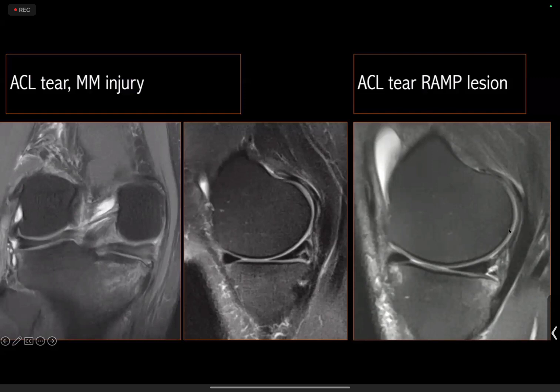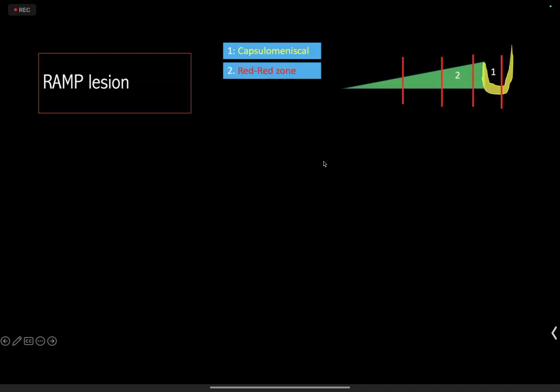So if there is a peripheral tear happening in an ACL, without involving the major bulk of the meniscus, we should always suspect presence of the ramp lesions. Ramp lesions, I would need to mention that because they are a bit complex to identify and are a common accompaniment with the ACL injuries. So this is the capsule, the meniscus part, and the various zones.